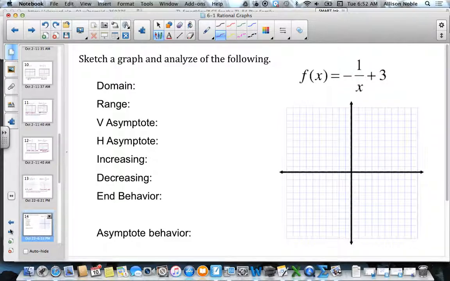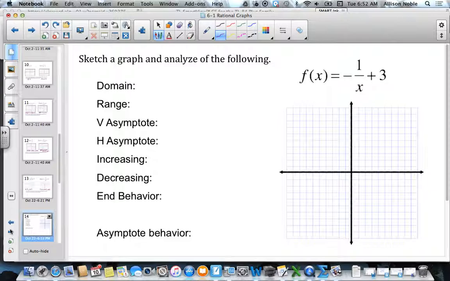So we are sketching and analyzing the graph. So it is flipping over the x-axis. It is moving up 3, which is convenient, I guess. So I'm going to sketch that graph first. So I'm going to sketch the asymptotes because I think that makes it easier.